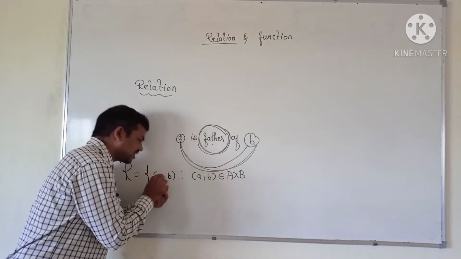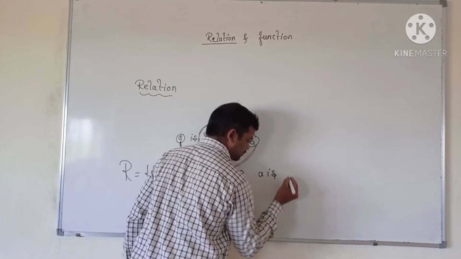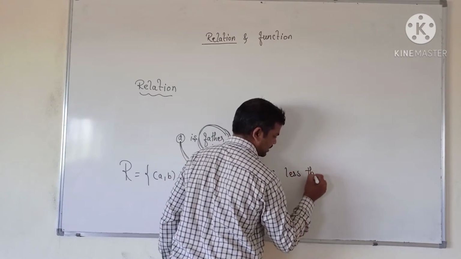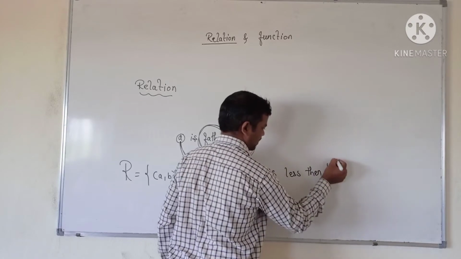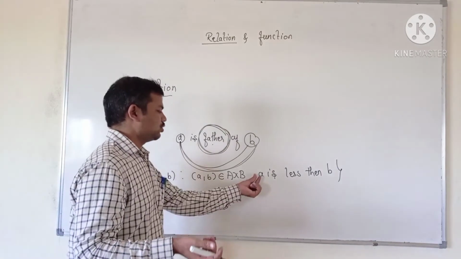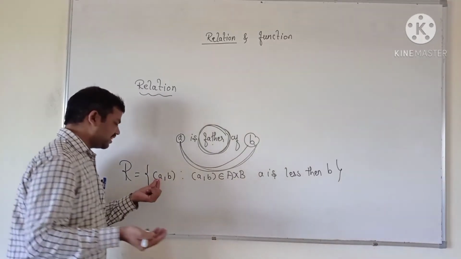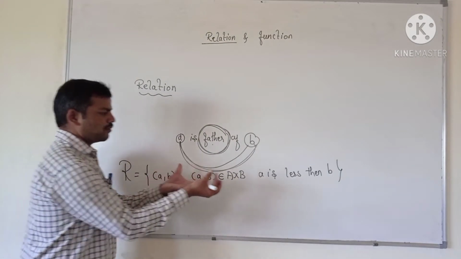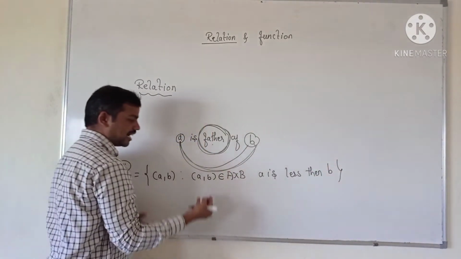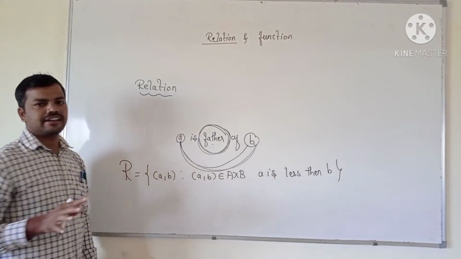So A is connected with B. For example, A is less than B, if we say that. Suppose we can take age, or we can take height, or a number. So A is less than B. Such a type of specific connection we have given in between A and B. So such a collection of ordered pairs is called a relation.